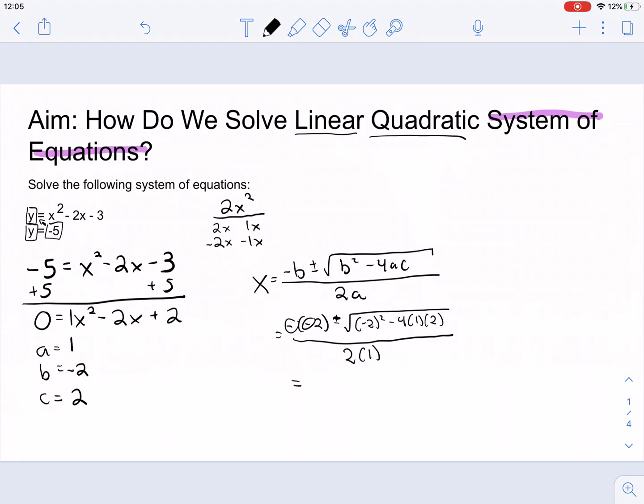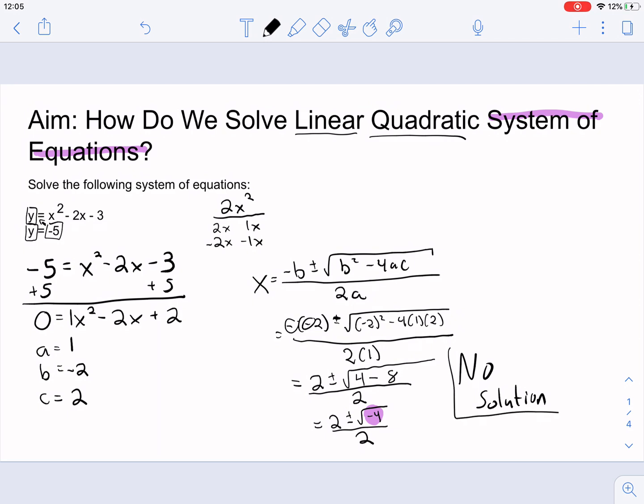The double negatives turn into a positive, so it's 2 plus or minus the square root. Negative 2 squared is 4, minus 4 times 1 times 2 is 8, all over 2 times 1, which is 2. When I simplify, I have 2 plus or minus the square root of negative 4, over 2. I am not able to have a negative under my square root, so this system of equations has no solution.